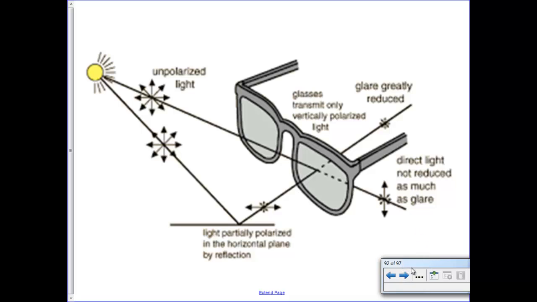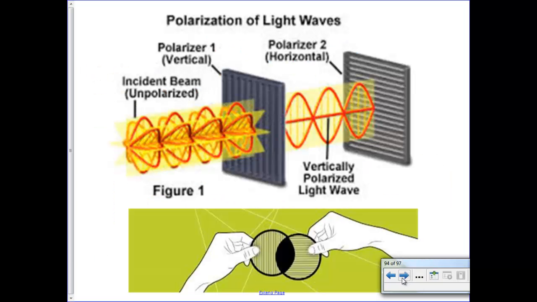Let me see if I can use the diagrams here first to describe what sunglasses do. I want to use this one.